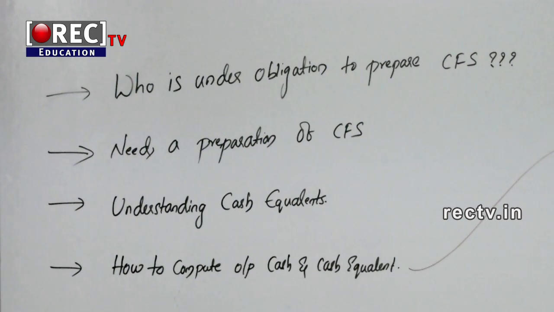And what are the examples of cash equivalent? Let us see some examples. That is short term FDs or commercial papers, treasury bills, secured debentures, or any other instruments. These are the examples for cash equivalent. So now you have got an idea about cash equivalent.